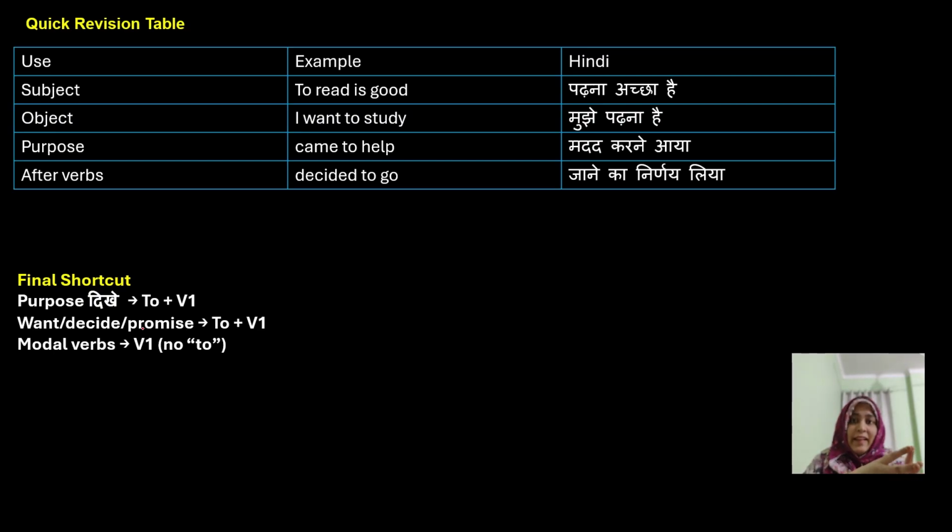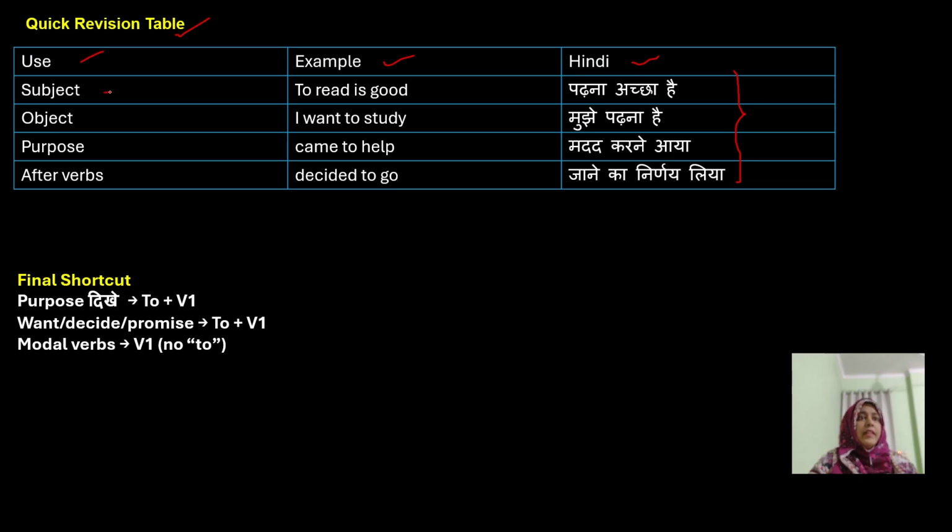I say this again and again in every video. Why? Because I know it is very difficult, and every topic in grammar has different rules, different concepts, different logics. So you have to make notes. That is why I say again and again, please make notes while I am teaching you. So let's revise. Here's a quick table I have given you. The first column is use, the second is example, and the third is in Hindi. If you do not understand English easily, you can read out the sentences.